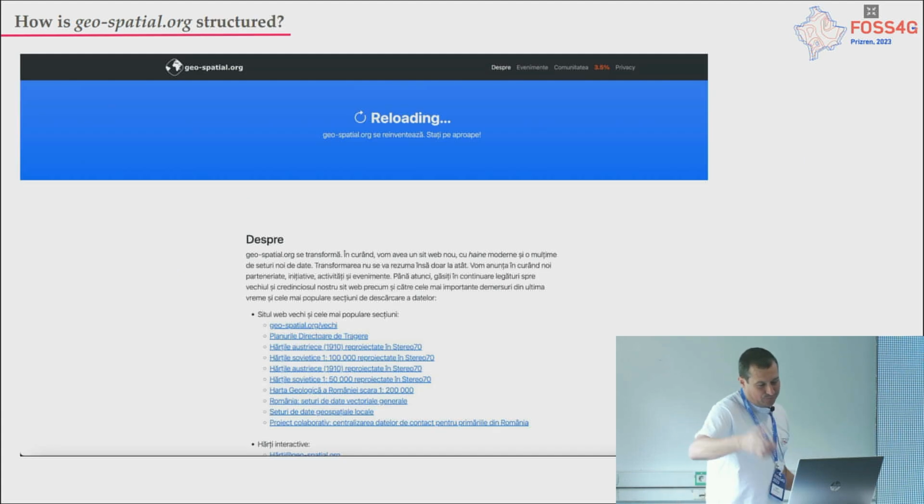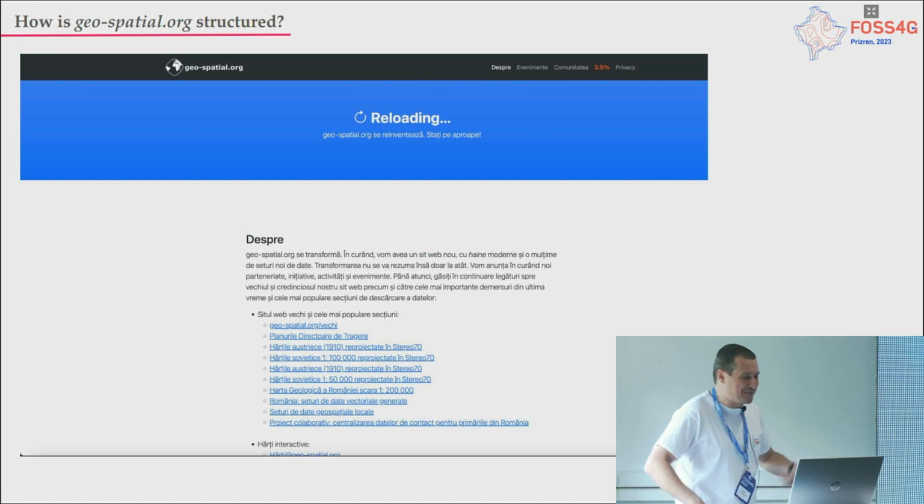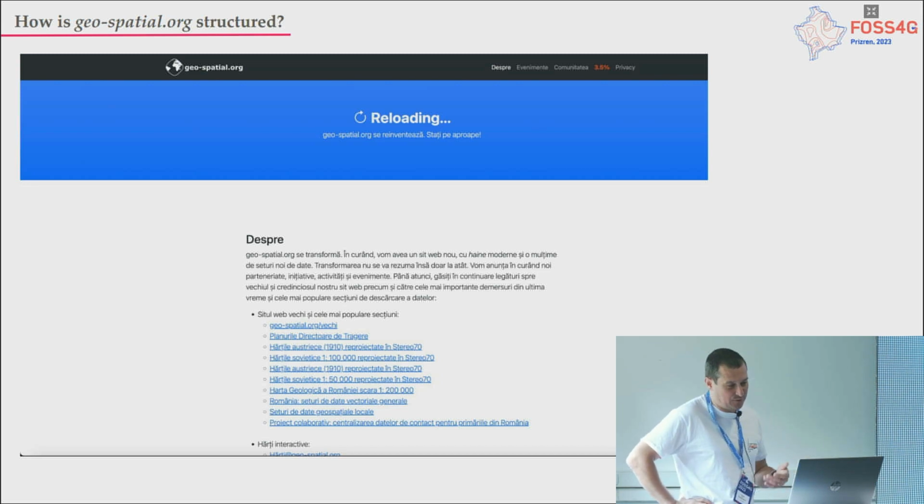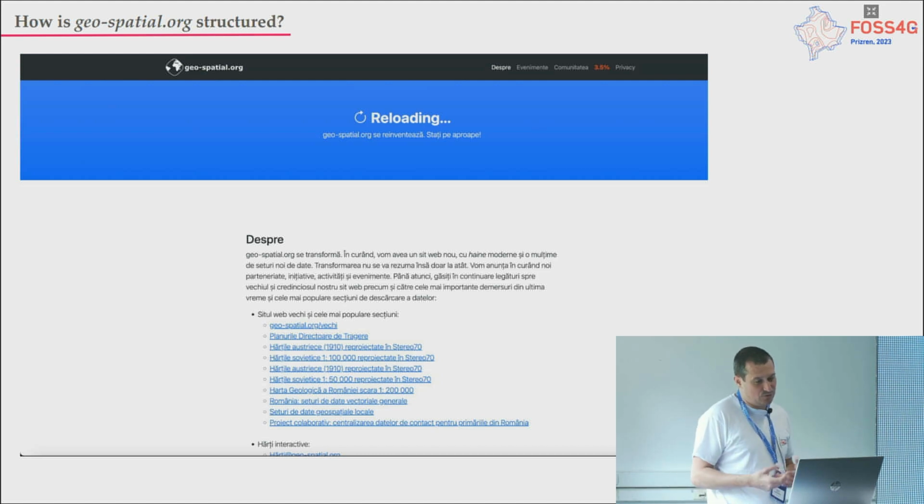Currently, we are reloading. The website is changing, but if you go to our website, you can find the old version and the data services that we have, and most of the content is in Romanian language. We also have some English content, especially when it is related to data, but most of it is in Romanian language, and it's normal to be like that.